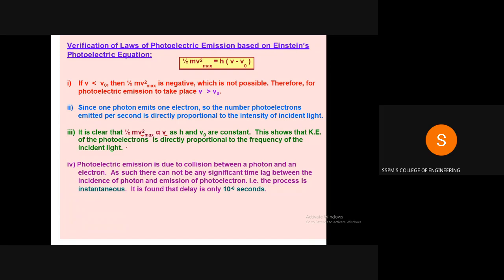Photoelectric emission is due to collision between a photon and an electron. As such, there cannot be any significant time delay, meaning the process is instantaneous. It is found that the delay is below 10 raised to minus 8 seconds.